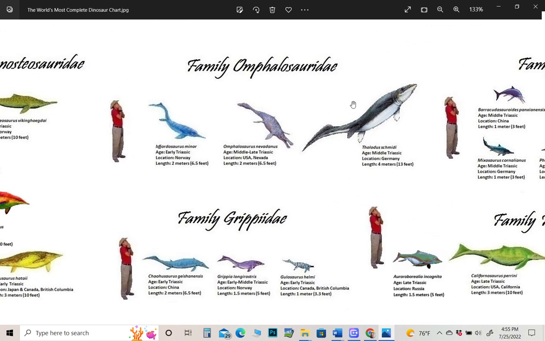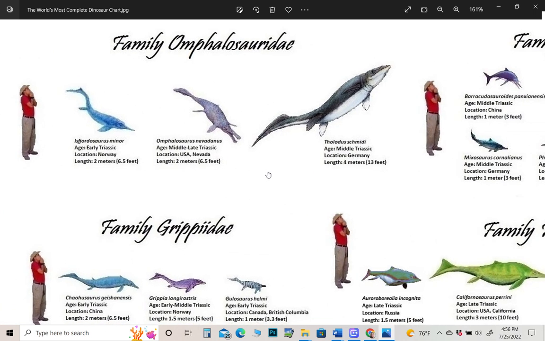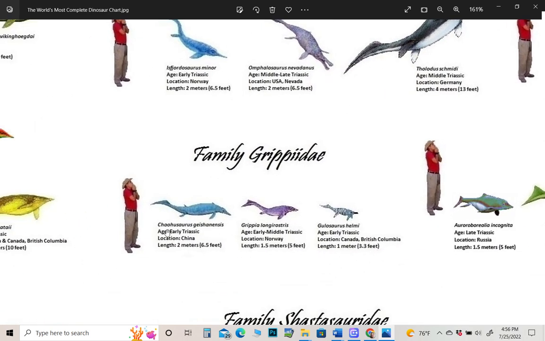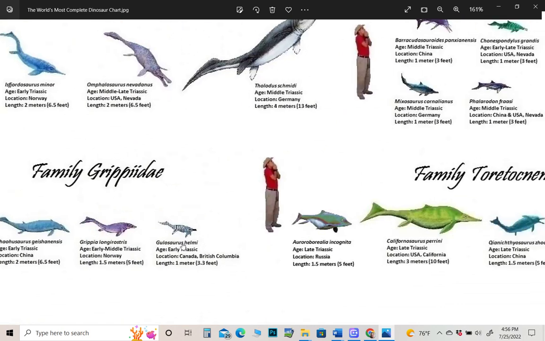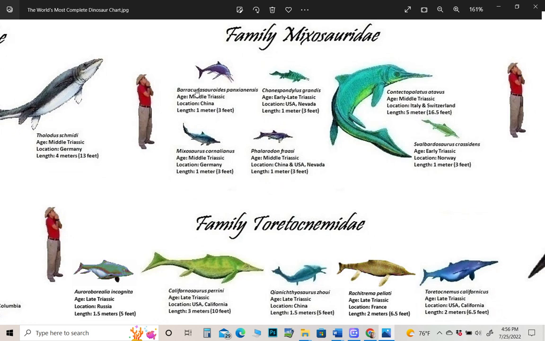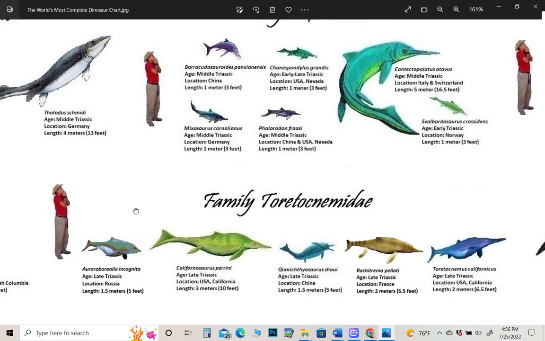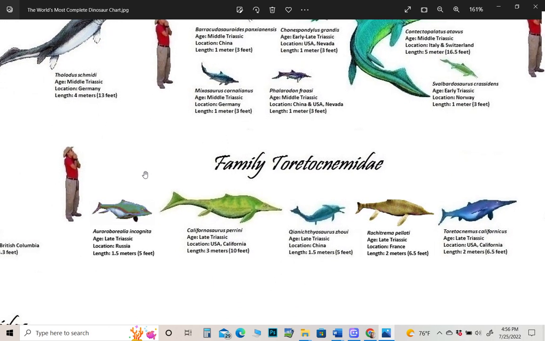And we have the Ophthalmosaurs, Ichthyosaurus. It's Omphalosaurus, sorry. Omphalosaurus, the Grippidians, Chaohusaurus, Gulosaurus, and then the Mixosaurs. This is also a very primitive group. Barracudasauroides, Chaunispondylus, Contectopalatus, Mixosaurus, Phalarodon, Svalbardosaurus. That one's actually really tiny. It's like the size of a small fish, or not a small fish, but a large fish. But it's kind of funny to catch an ichthyosaur like when we catch a fish.